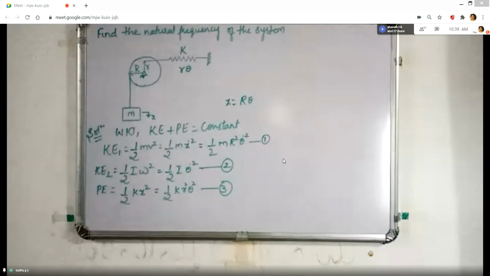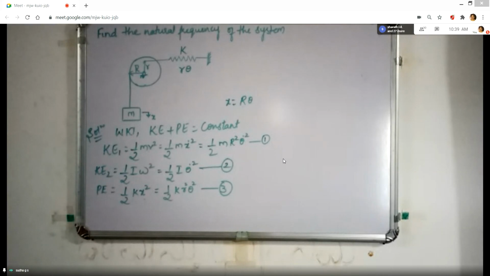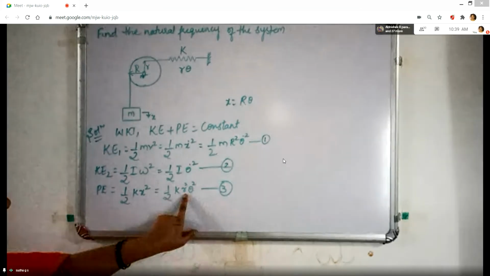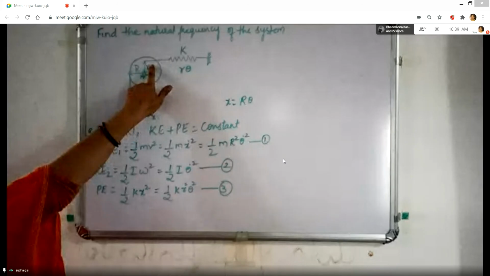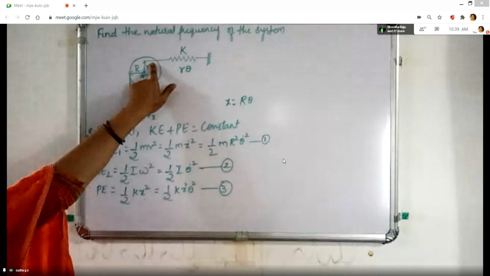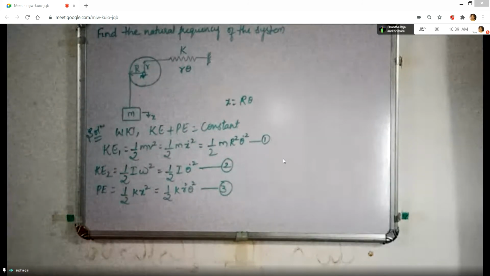Is that clear now? Half k x, where x is equal to r theta. It is not capital R theta now. Here it is small r, because the spring is fixed at a distance of radius r. So therefore r square theta square. Any doubt? Now you know all three: kinetic energy 1, kinetic energy 2 and potential energy. So we will substitute equations 1, 2 and 3 in that equation.